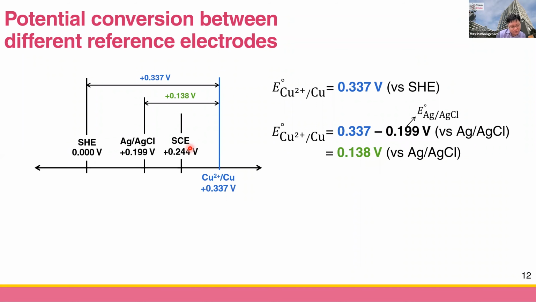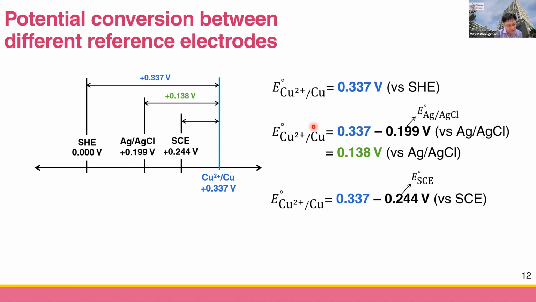Similarly, to find this number for the saturated calomel electrode, what is the electrode potential of copper against saturated calomel electrode? You do the same thing. You subtract 0.244, which is the electrode potential of the calomel electrode, from 0.337, and then you get 0.093 volt. All right, so this is the example on the conversion.